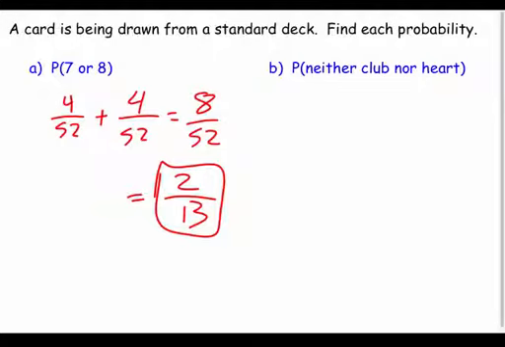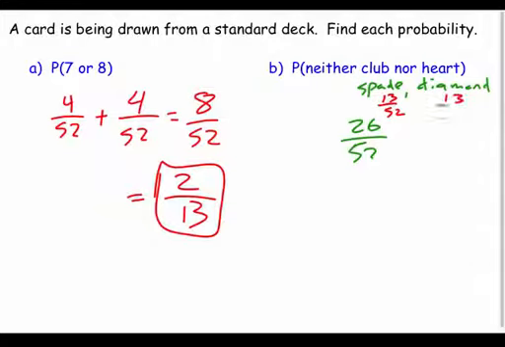And the same thing over here, neither club nor heart. Well, it couldn't be a club and a heart at the same time. So how many cards are neither a club or a heart? Well, then they have to be either what? A spade or a diamond. And that's basically half the deck, so 26 out of 52. For a spade, it's 13 out of 52, and for a diamond, there's 13 out of 52, for 26 out of 52, which is really a half. Okay, so you just add them together.